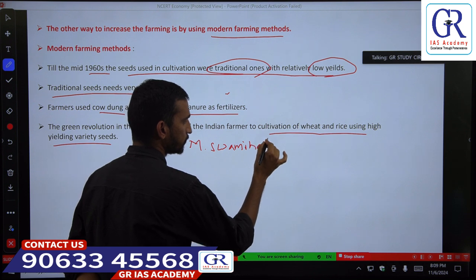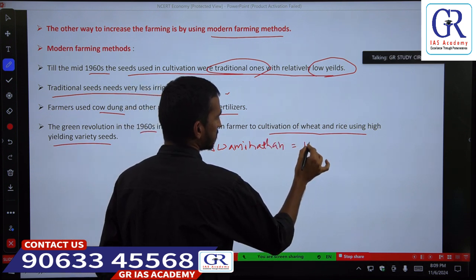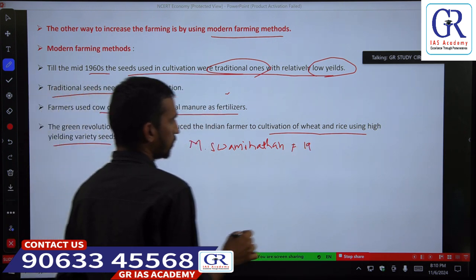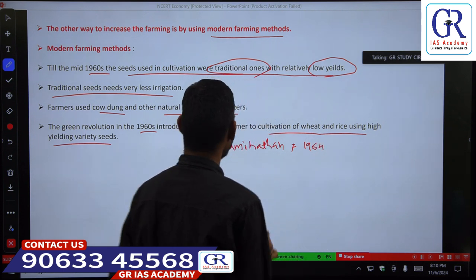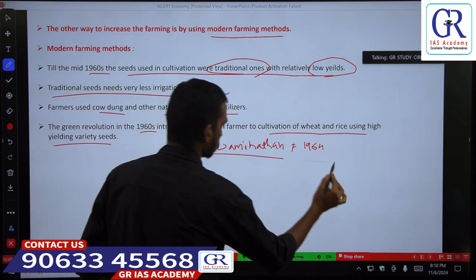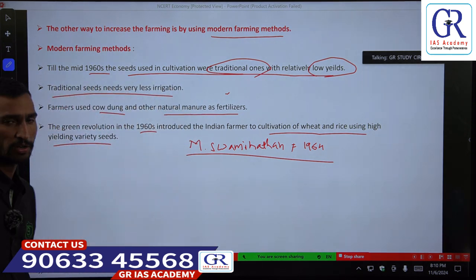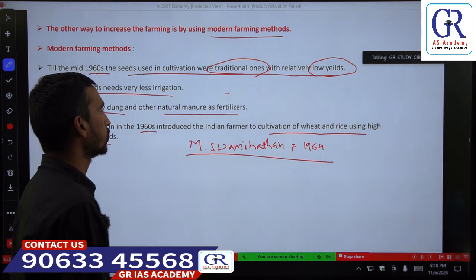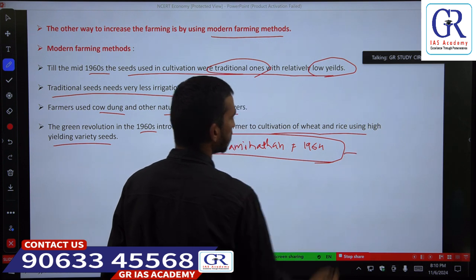MS Swaminathan, in the 1960s. Especially in 1964, we can see MS Swaminathan introduced the green revolution in our country. That means he is the father of the green revolution in India, as he modernized our agriculture sector.